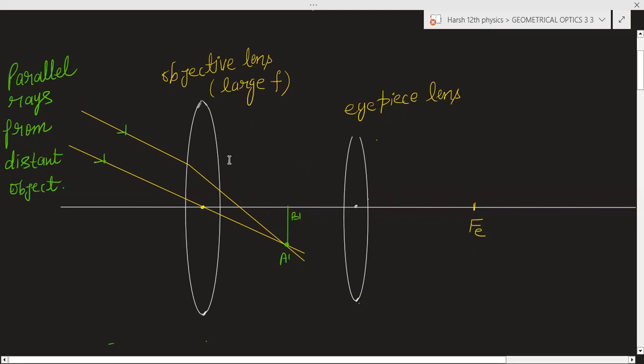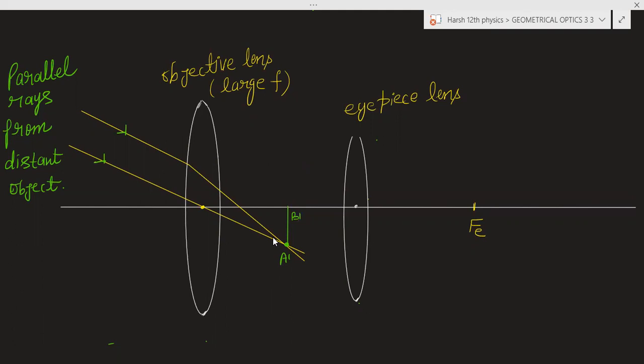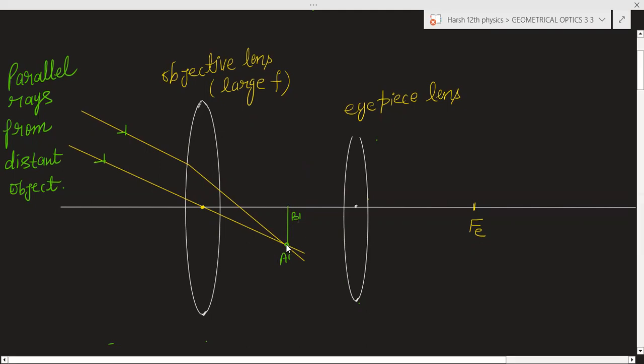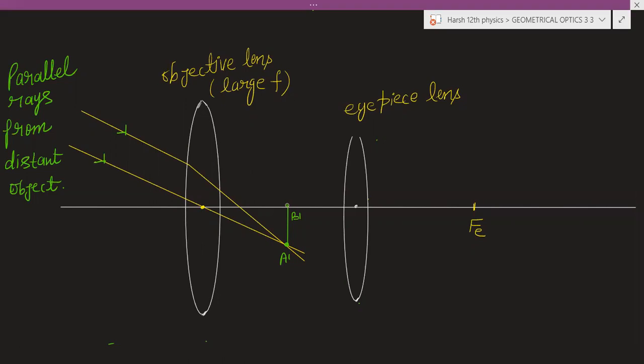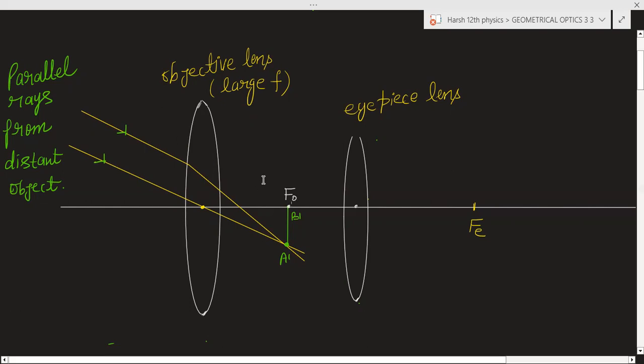Now we know that this is the convex lens and these are the parallel rays. And where do the parallel rays meet? Parallel rays always meet at the focal plane. We know that parallel rays always meet at the focal plane. If this point is lying on the focal plane, it means that this will be the focus of the objective lens. So basically, these rays are meeting at the focal plane, and this is the image of the distant object.